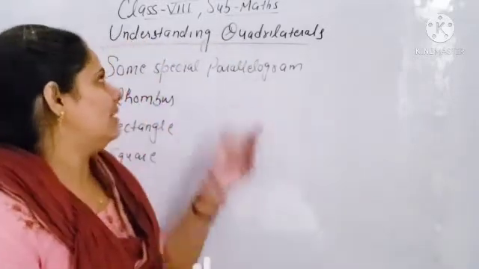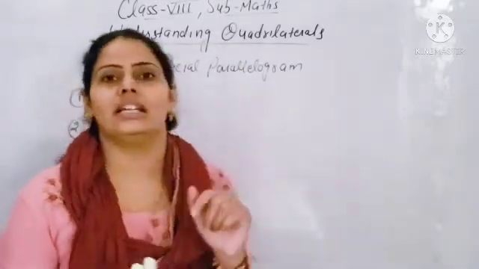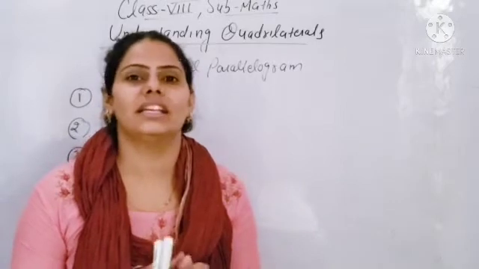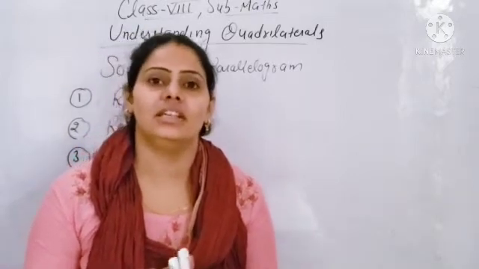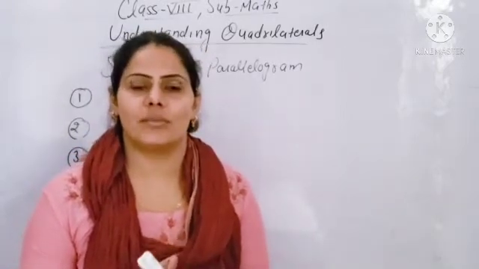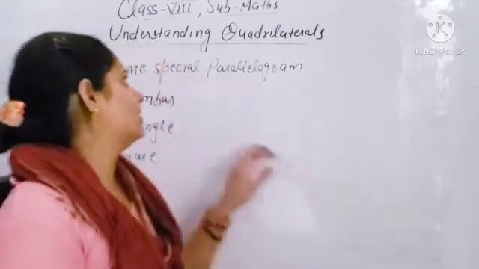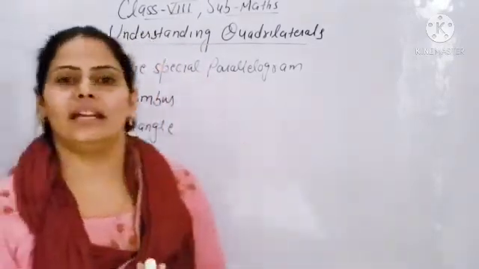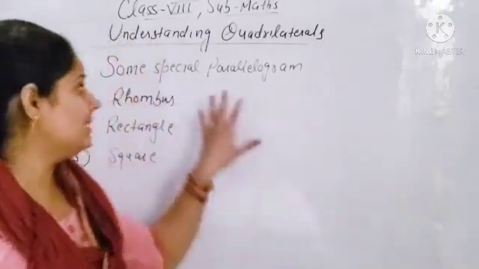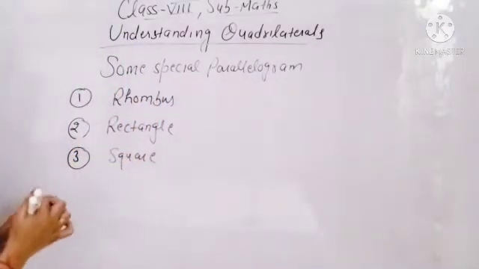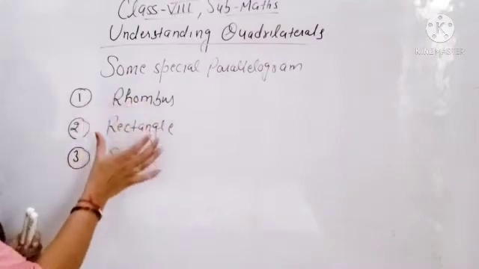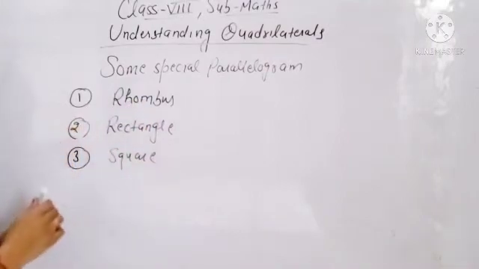So we were doing chapter number 3, understanding quadrilaterals, and in this chapter we have already completed exercises 3.1, 3.2 and 3.3. Today we will start exercise 3.4, and before going to the exercise, first of all you have to know about some special types of parallelograms. There are three types of special parallelograms. First one is rhombus, second one is rectangle, and third one is square.